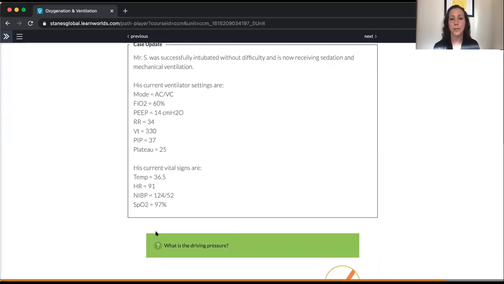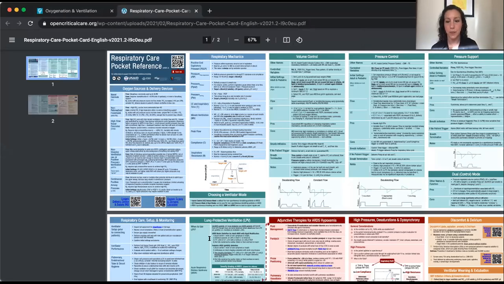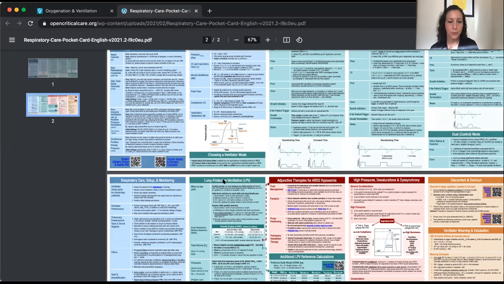What is the driving pressure? We haven't talked about this yet. Let's go ahead and click on the box since we're running out of time, or we're already out of time. I've talked too much, I think. And go to the driving pressure.